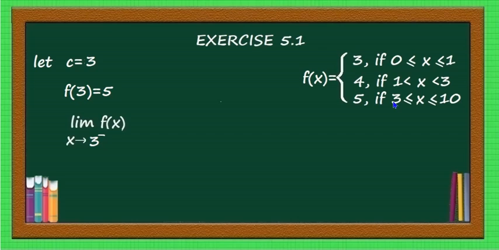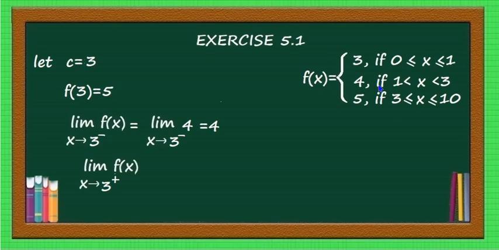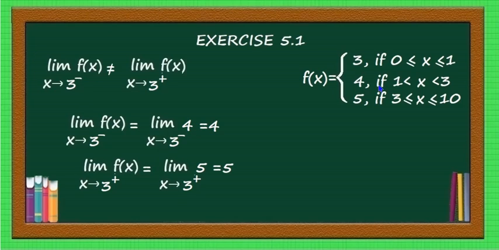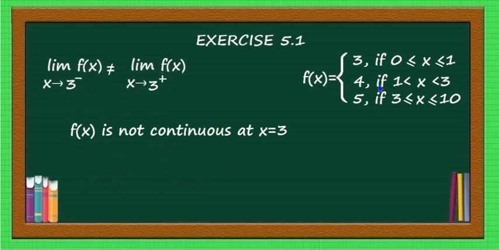3 minus means slightly less than 3. When it is less than 3, function is defined as 4. And that's equal to limit extending to 3 minus 4, which is equal to 4. Limit extending to 3 plus f of x is equal to limit extending to 3 plus 5, and which is equal to 5. Here left hand limit and right hand limits are different. Therefore, function is not continuous at x equal to 3.